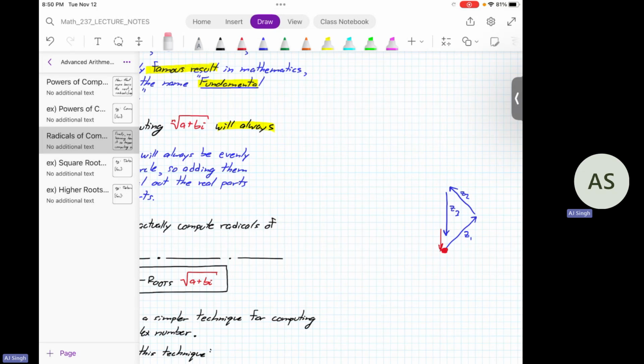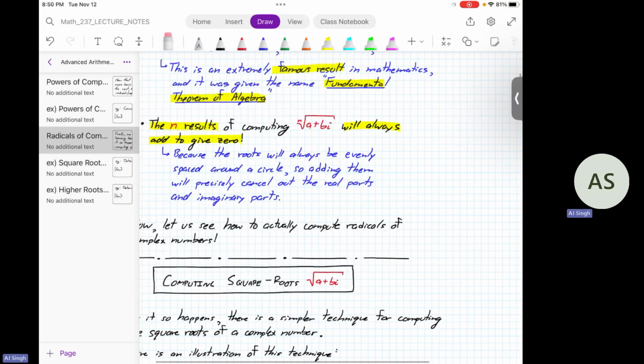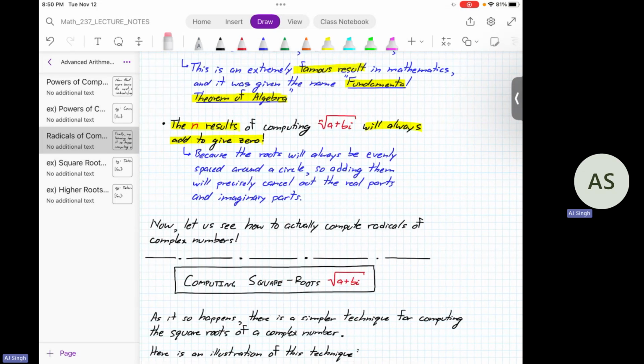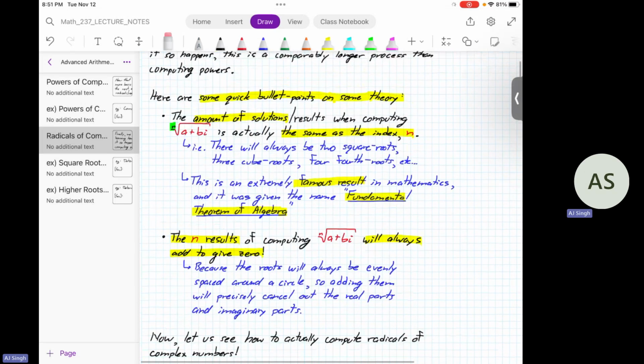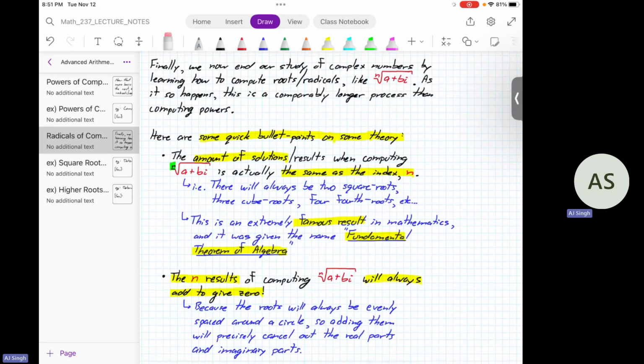For us, it's a way to check our answers. So when you do a radical problem, computing the root of a complex number, you can check your answer by adding the results, and you better get 0. So there we go. Those are just some quick theory bullet points.